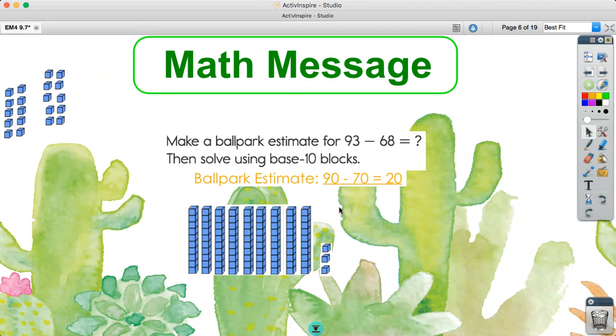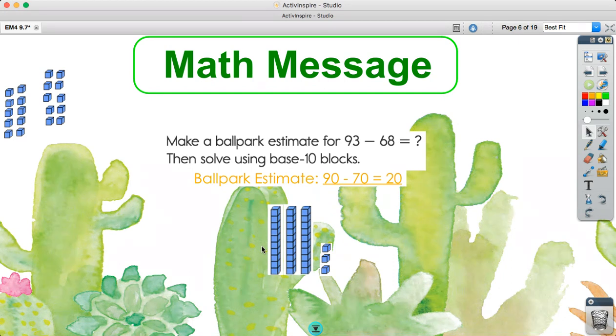I made my 93, now I'm going to subtract 68. First, I'm going to take away 6 longs, or 6 tens, for my 60. 1, 2, 3, 4, 5, 6. I'm left with 3 longs. Now I need to take away 8, but there aren't 8 cubes. I'm going to exchange so that I can take away my 8.